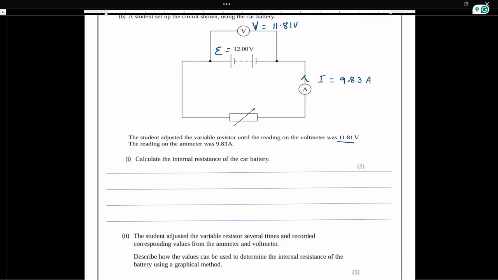Calculate the internal resistance of the car battery. So we know that the EMF, E, is the terminal PD plus the voltage drop across the internal resistor.